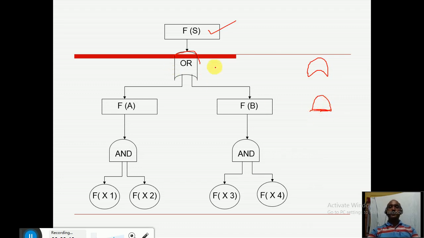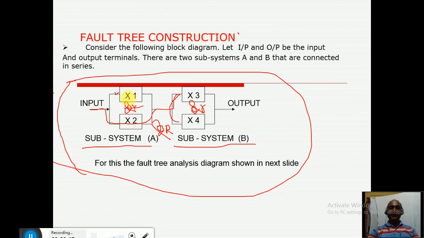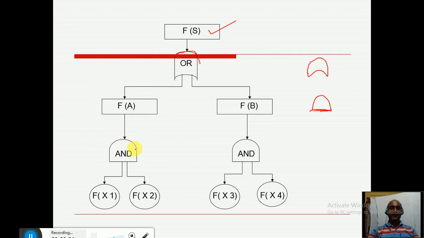Okay, so OR. Then FA will fail. So both must be failed, x1 and x2, right? If x1 is only failed, even though the system is working, but we want the system to be failed. So that's why both must be failed. X1 and x2 must be failed. So that's why there is AND condition. X1 and x2. Here FB and x3 and x4 both must be failed. So here is AND condition. So it means that now we have reached up to the basic faults.